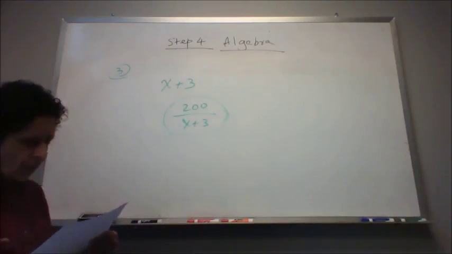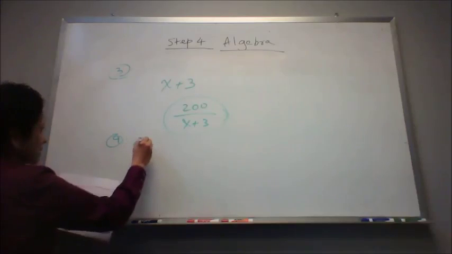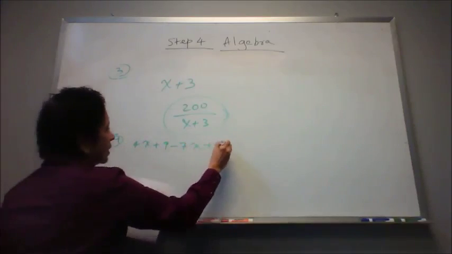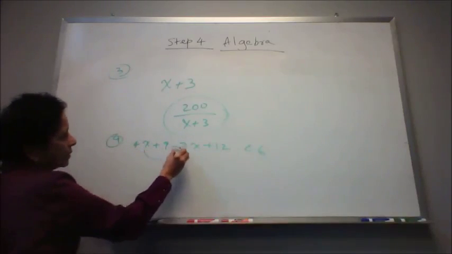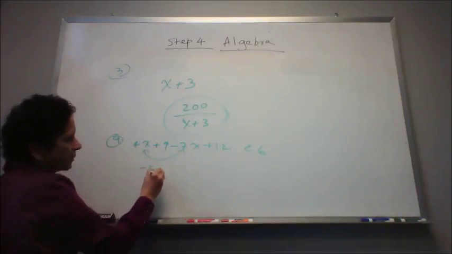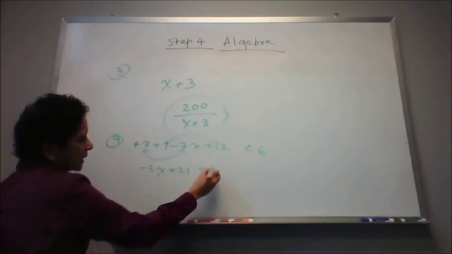So the next one is solve the inequality. Problem number 4: 4x plus 9 minus 7x plus 12 less than 6. So you first simplify, take these two, minus 7 plus 4, that's minus 3x. And then 12 plus 9, that is 21, less than 6.